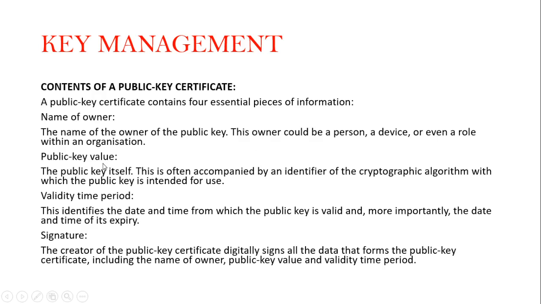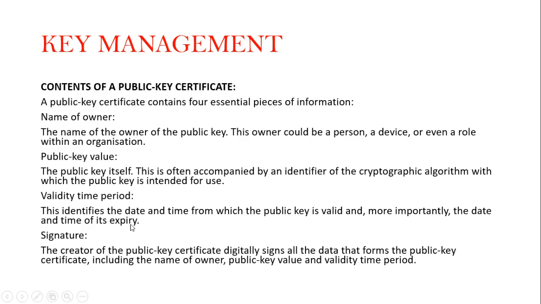Then the public key value. The public key value itself is often accompanied by an identifier of the cryptographic algorithm with which the public key is intended for use. That is what we can have as public key values. First is the owner, then its value, then up to what duration the particular key should exist, that is the validity time period.